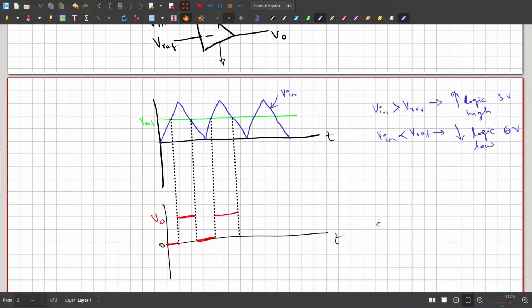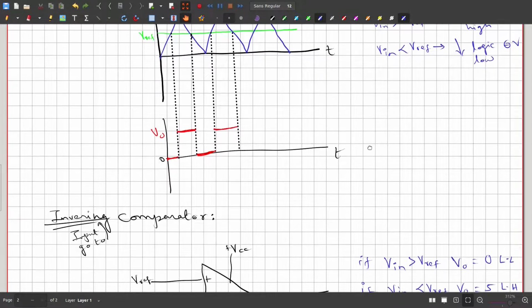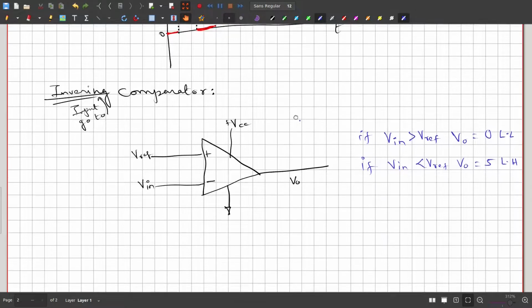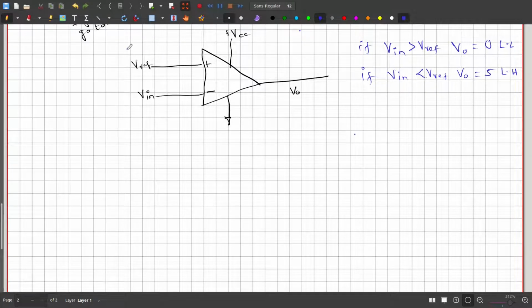In the non-inverting case, if V in is greater than Vref, it is logic high, whereas here, if V in is greater than Vref, it is logic low, because it's an inverting comparator. Therefore, let's look at how the output looks.